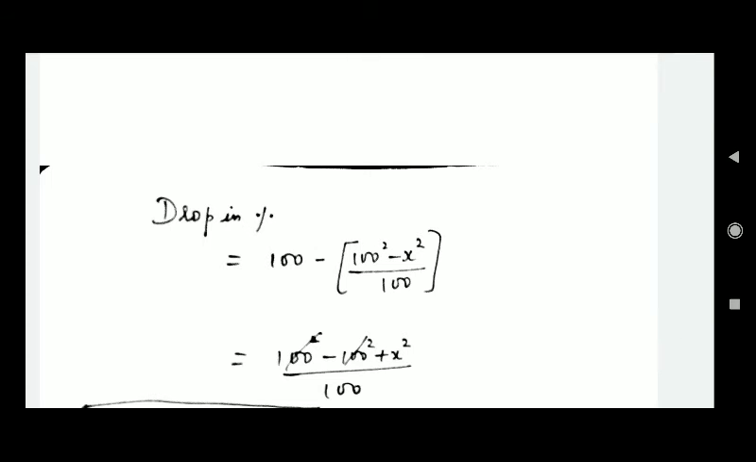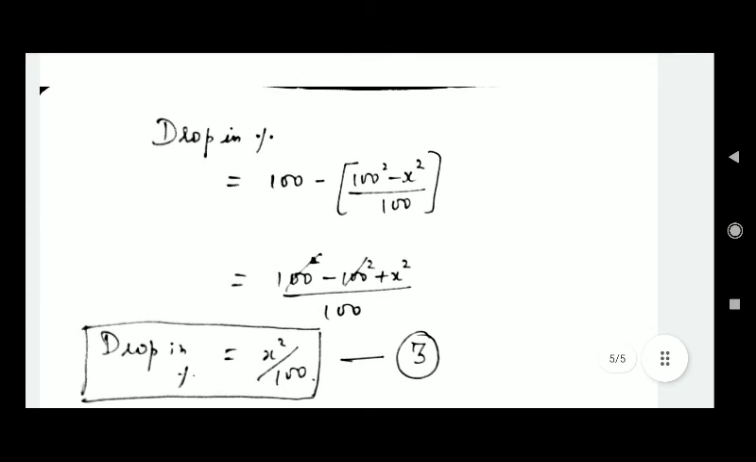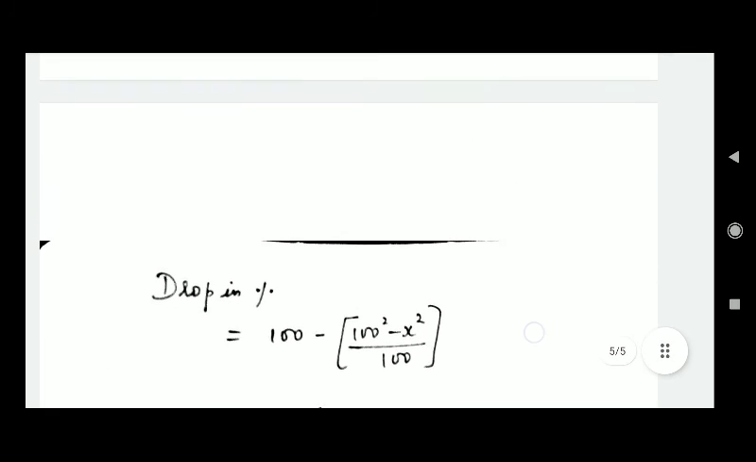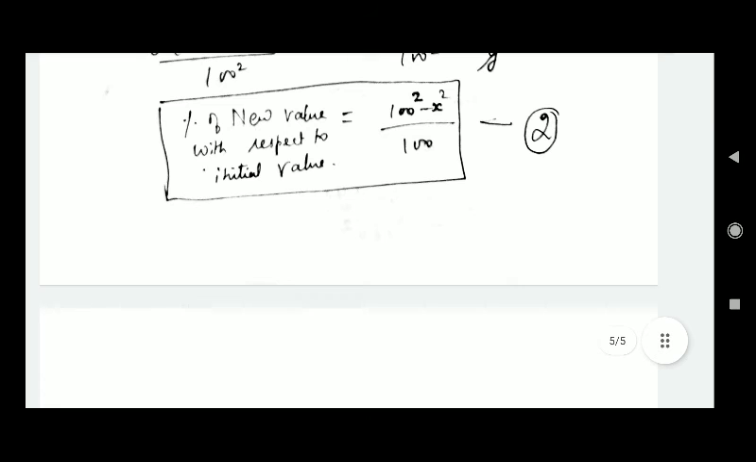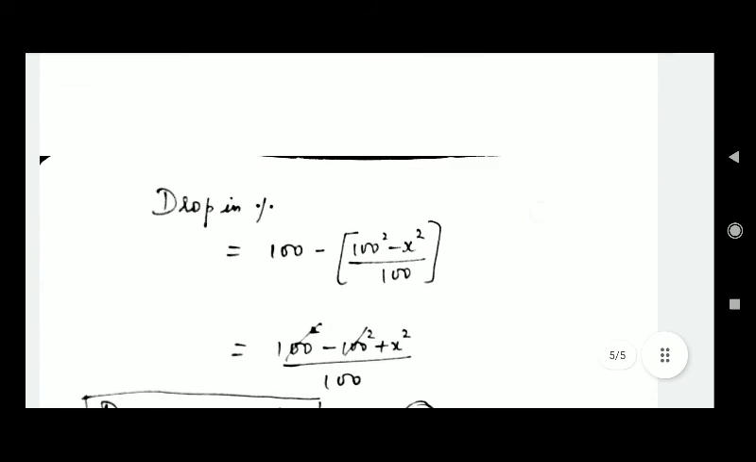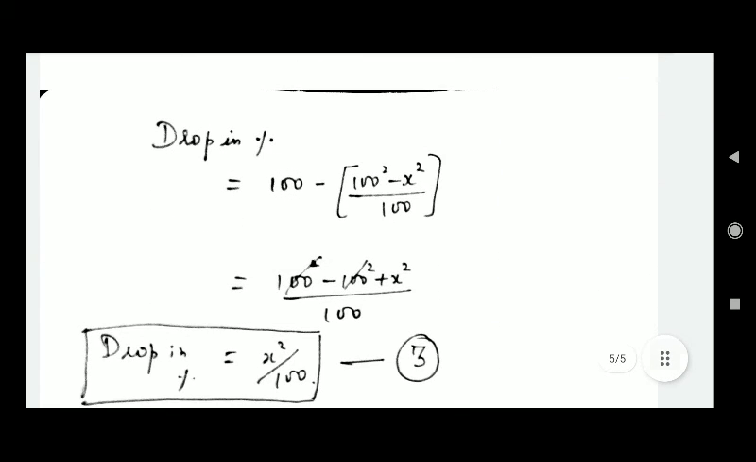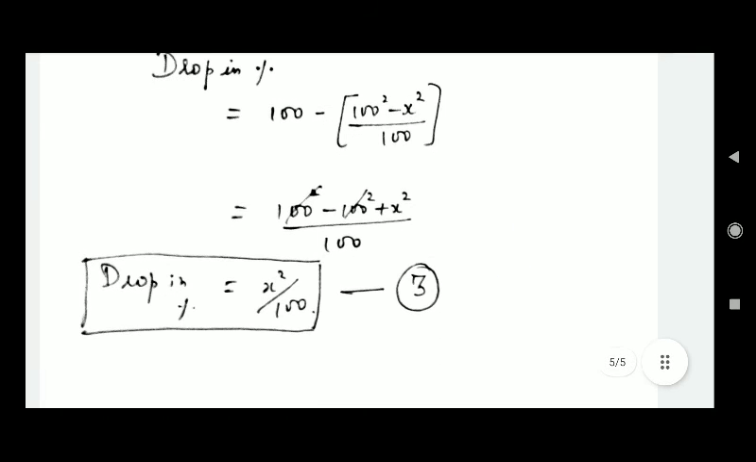This is the second important equation, and the final and the most important equation that is quite often asked in CAT and other competitive exams is this one. So what is the drop in percentage? Drop in percentage is 100 minus this value that we have shown here in equation 2. So 100 minus of 100 square minus x square by 100 will give us a value of x square by 100. This is a paramount prominence.